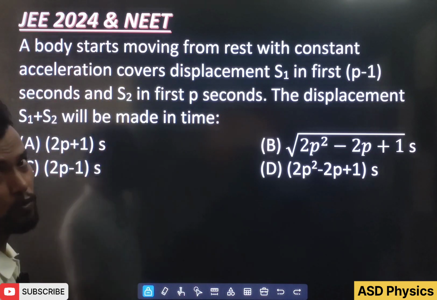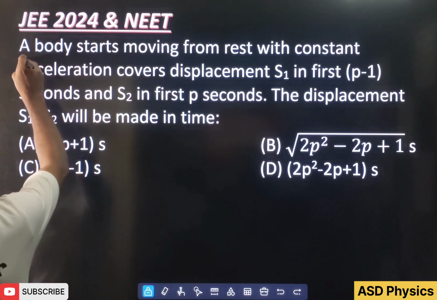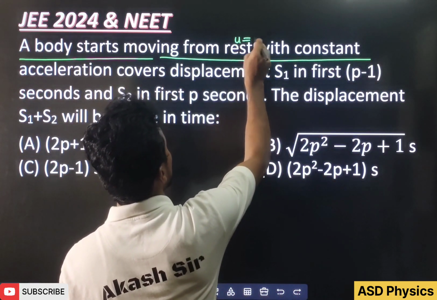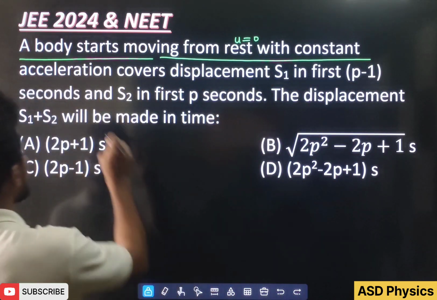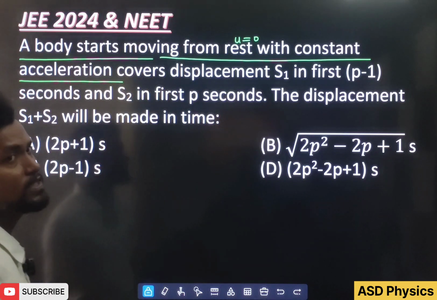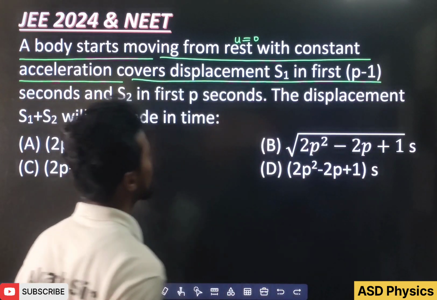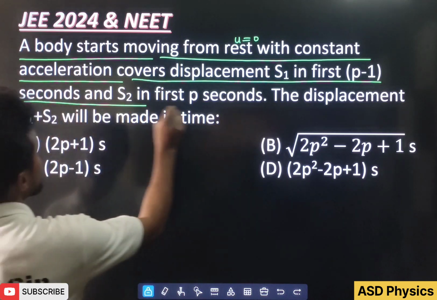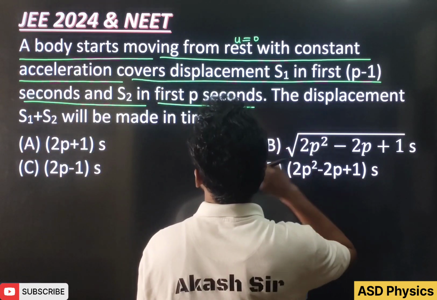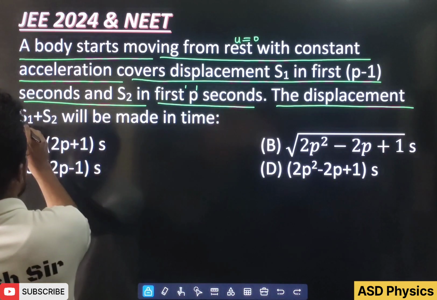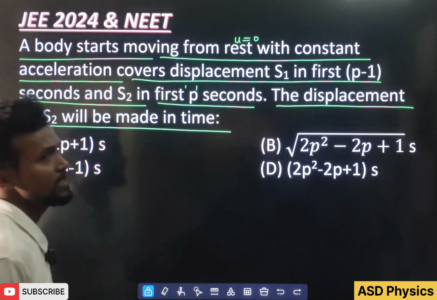Okay. Next question, let's see. JEE 2024 question, applicable for the NEET also. See here. A body starts moving from rest. The moment they told from rest means U is 0. With constant acceleration, that means equations of motion will be valid. Covers displacement S1 in first P minus 1 seconds and S2 in first P seconds. Now, the displacement S1 plus S2 will be made in how much time?